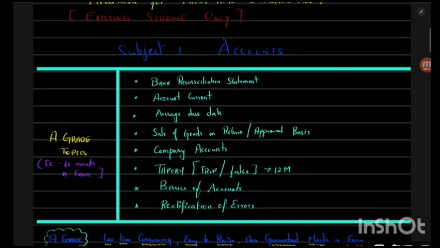That's all about the A grade topics. In the examination, you will be getting questions for 50 to 60 marks from the A grade topics. After completing the A grade topics, you have to move to the other topics.